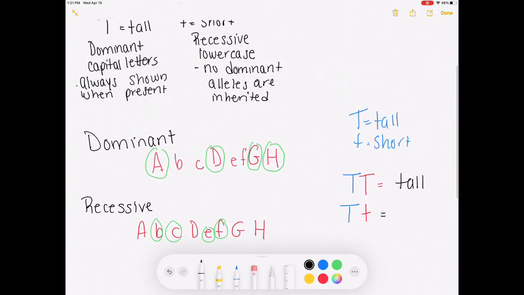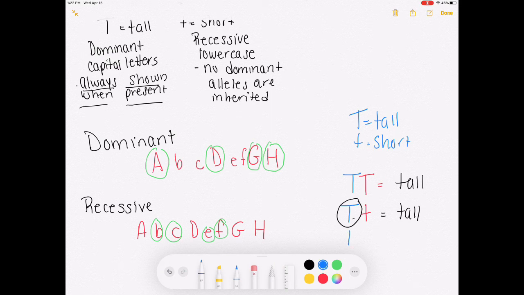We said a dominant trait is always shown when present. So now we have a dominant gene here, and because there's a dominant gene, this individual is going to be tall. It kind of blocks out the lowercase letter, okay? It squishes it. It's bigger, it's stronger, it's more powerful. It is going to knock it out, and it's going to show the trait of the lowercase letter.